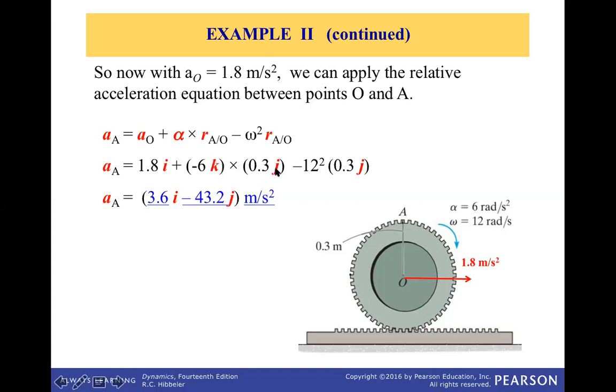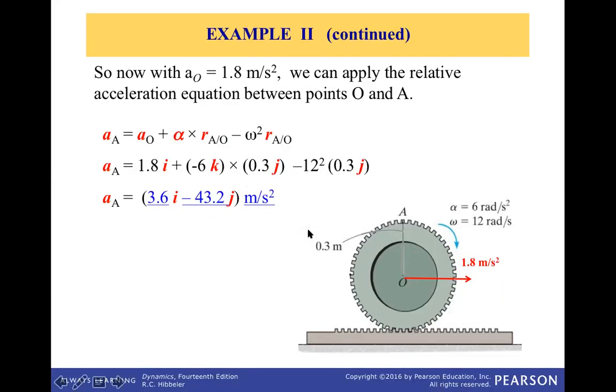Then this gives you i. k cross j gives you i. Let me see. Actually, k cross j gives you minus i. So j cross k is positive i, and k cross j is minus i. So 1.8 minus 1.8 times minus i becomes positive 1.8. So 1.8 i plus 1.8 i, 3.6 i. And the j component, 12 squared multiplied by 0.3 is 43.2. So that's the acceleration of point A.